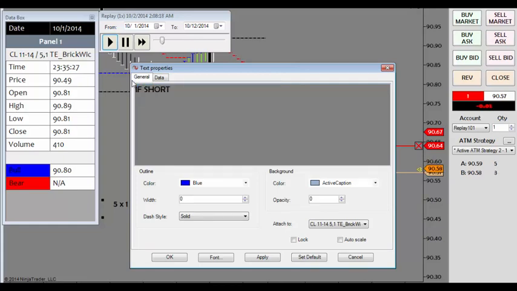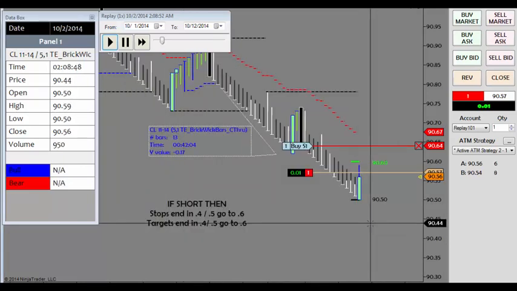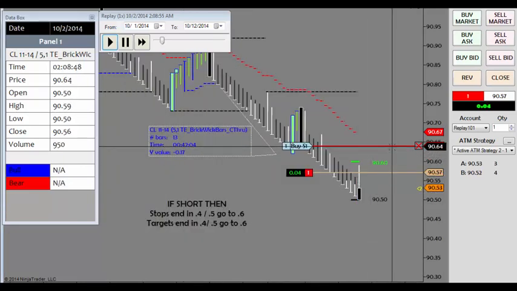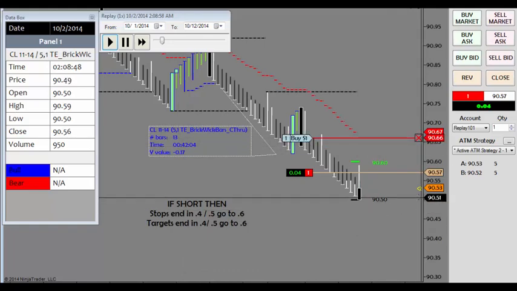If short, then stops that end in 0.5 go to 0.6. Targets that end in 0.4 or 0.5 go to 0.6. So we had the 0.4 right up here as well. So anytime I have a protective stop that ends in a 4 or a 5, I automatically round up when you're short. And then let's just take a look.